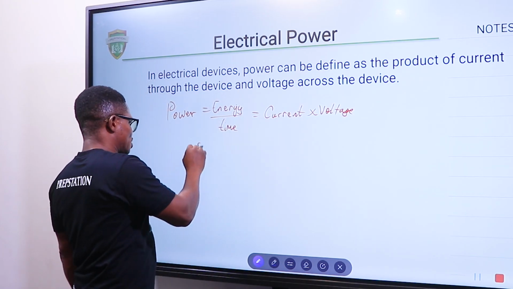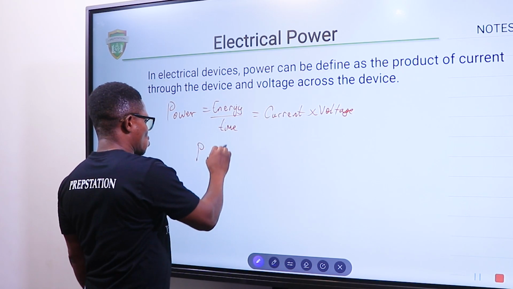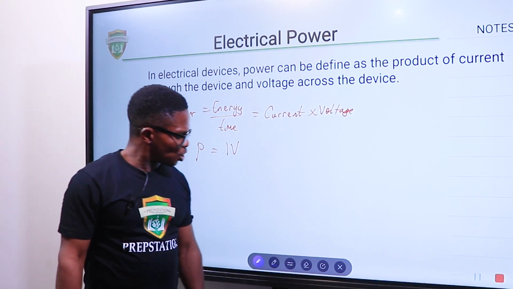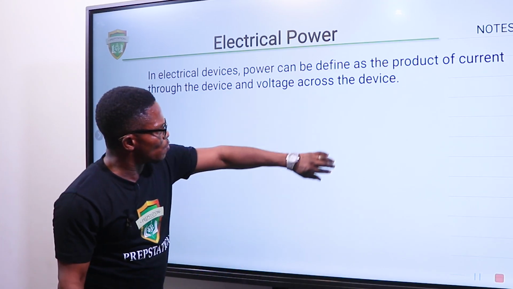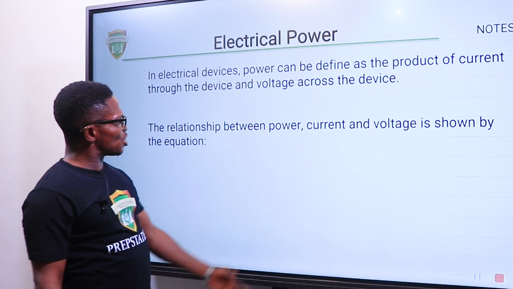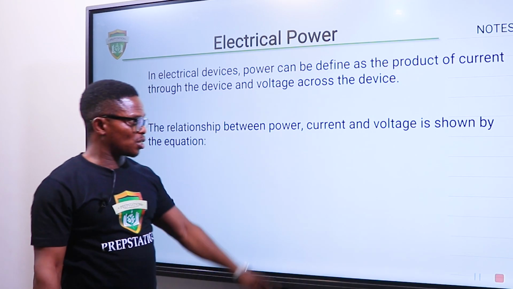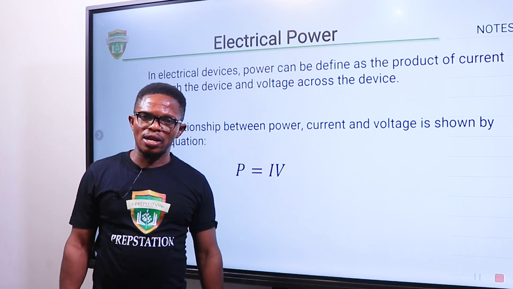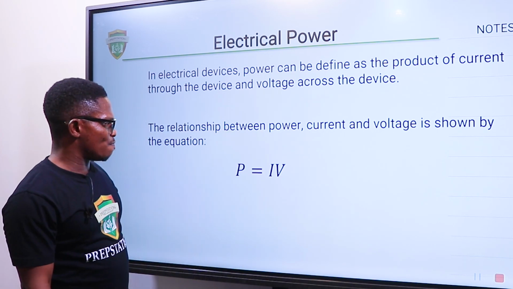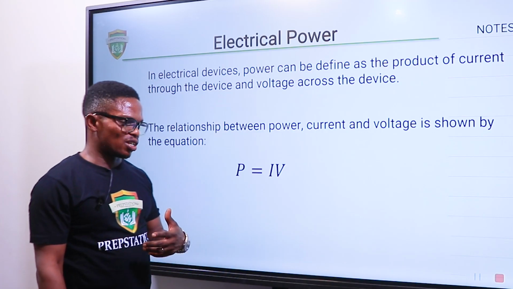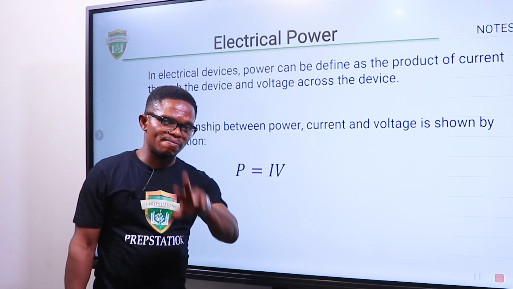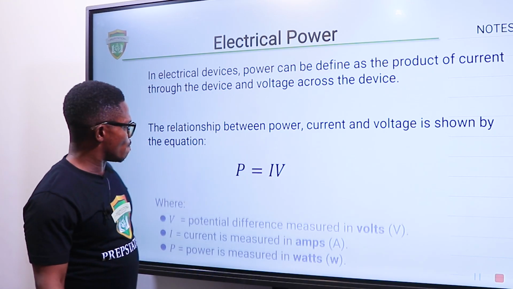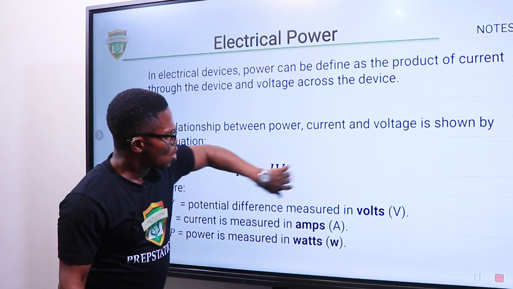So that is to say, electrical power P will be equal to IV, the product of current and voltage. All right? So the relationship between power, current, and voltage is shown below in the equation, and that was the equation I just gave you now. P equals IV. P stands for power measured in watt. I stands for current measured in ampere. V stands for voltage measured in volts. All right? I've explained all of that.